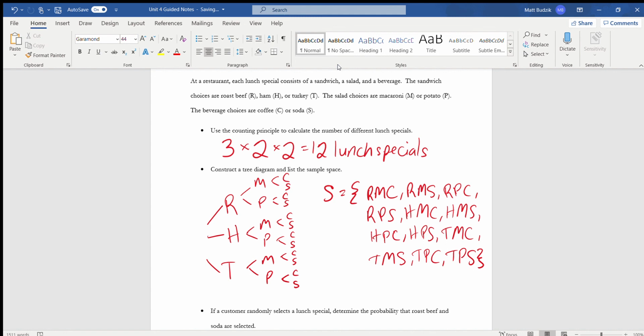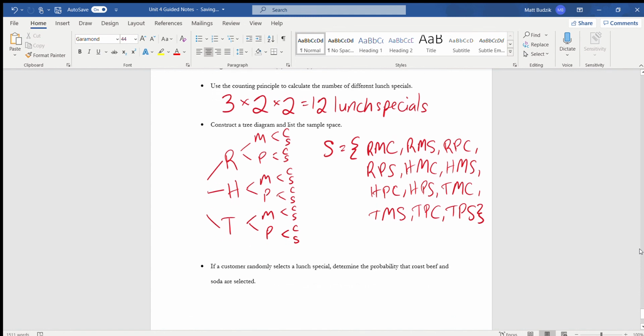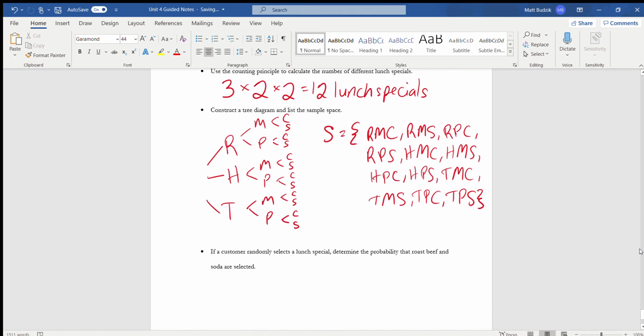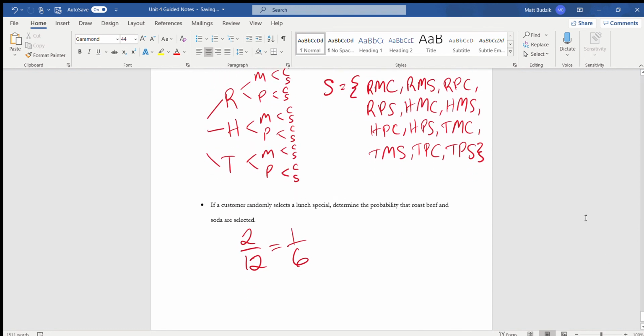So now we want to know if a customer randomly selects a lunch special, determine the probability that roast beef and soda are selected. So again, we have 12 possible outcomes, so it's going to be something over 12. So we have roast beef and soda. So we want both of them. So we have roast beef, macaroni salad and soda, or roast beef and potato salad and soda. So we have 2 possible successful outcomes, which means that we have a 1 out of 6 probability of having a lunch special that has both roast beef and soda in it.